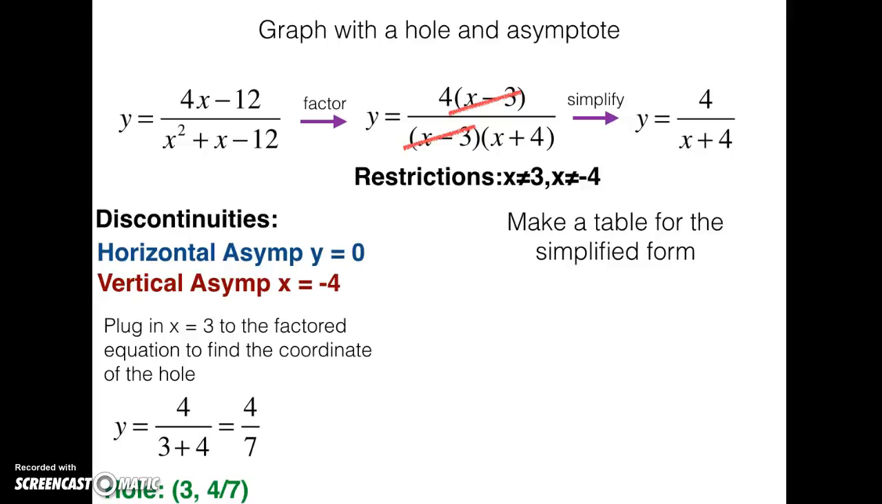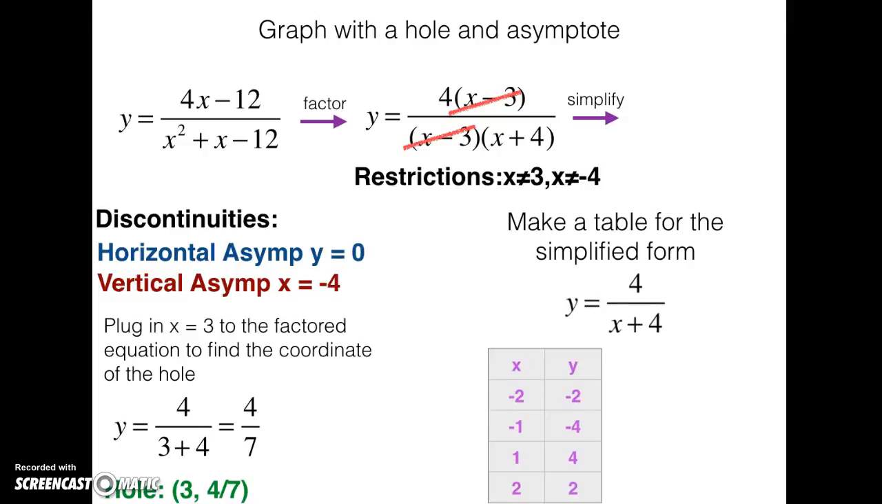Then we're going to make a table for the simplified form. We're going to make the table just like we did yesterday by starting off with 4 over x and then shifting all of the x points to the left 4.